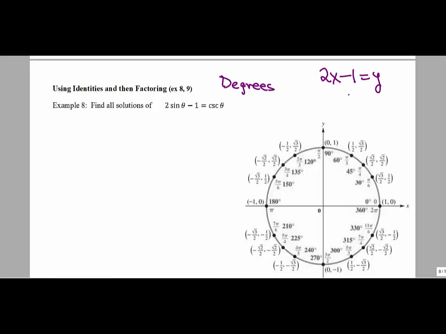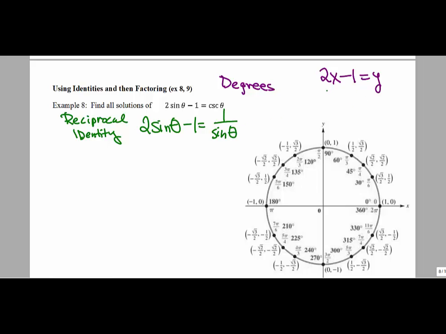Solving equations requires that if I have 2 variables, then I have 2 equations. If I have only 1 equation, then I need to have only 1 variable. So let's think about this. If I go back to the trig equation here, is there a relationship that I can manipulate between sine and cosecant? And the answer is yes. We can actually use the reciprocal identity. So we can write this as sine theta times 2 sine theta minus 1 equals 1 over sine theta.